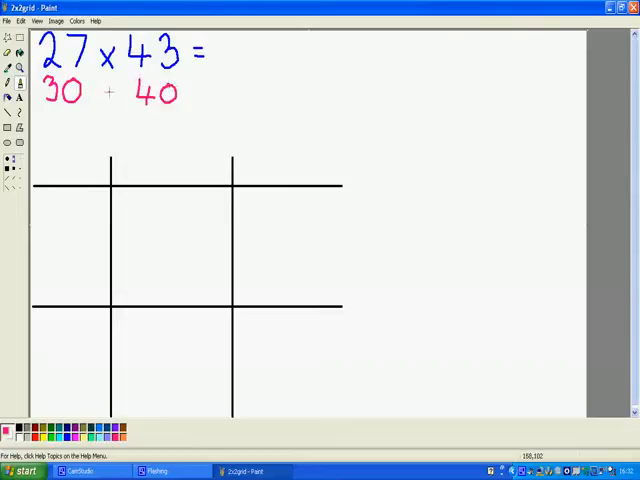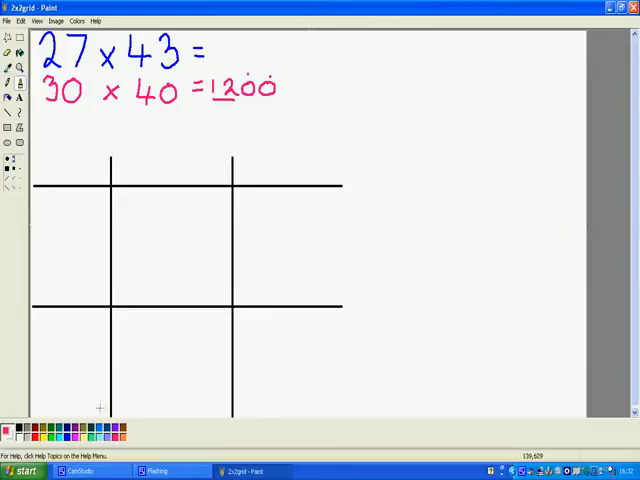So now I'm going to work out 40 times 30, and I know that 3 times 4 is 12, but 30 times 40 is 10 times bigger and 10 times bigger again, so that's 1,200. So 3 times 4 is 12, and that's 10 times bigger, 10 times bigger again.